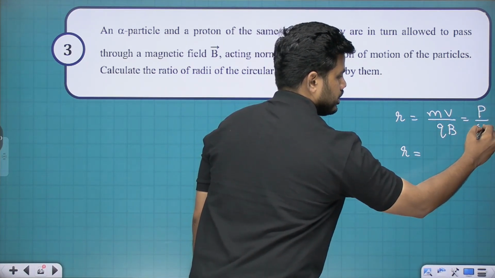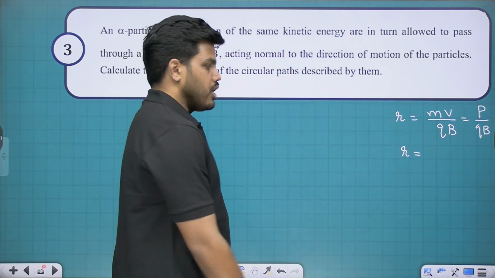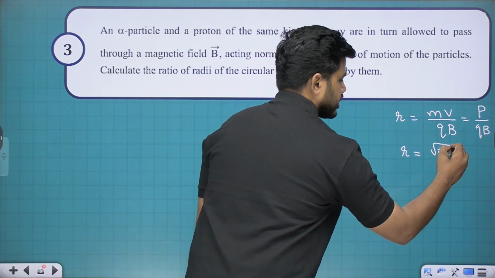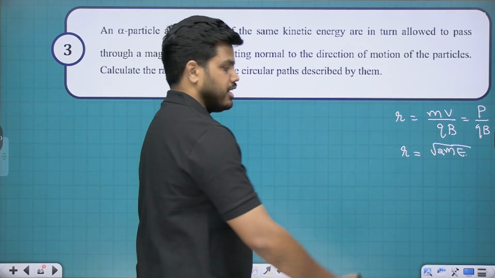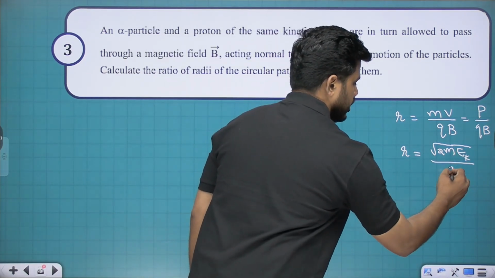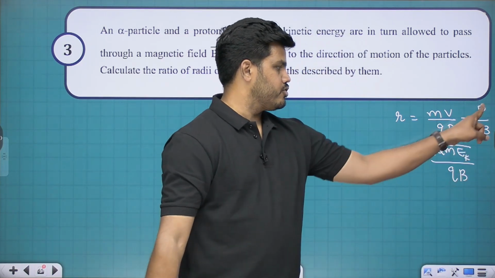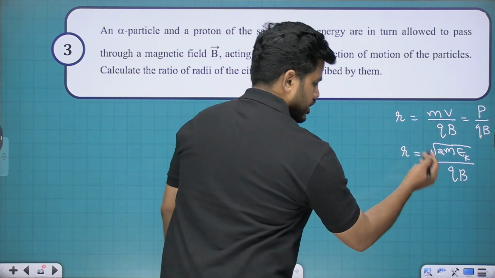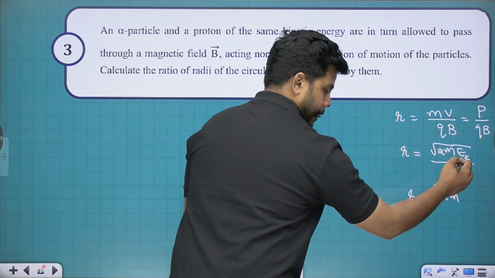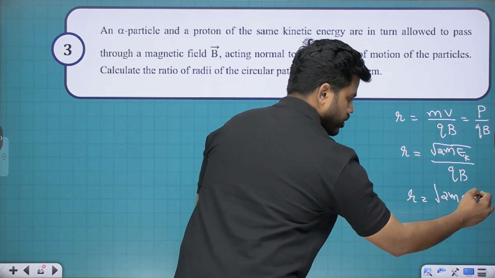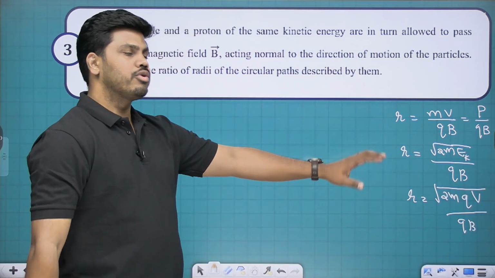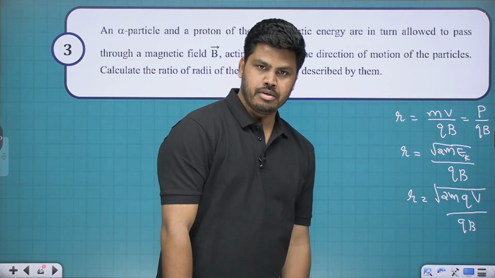Linear momentum by qB. Linear momentum and kinetic energy are related as root of 2m into kinetic energy, right? 2mE, where E is the kinetic energy. Okay, don't be confused, this is Ek then. So R is root of 2m Ek divided by qB, because momentum and kinetic energy are related by these equations. Another form of the same equation was R is equal to m into v divided by qB. So these are the 3 or 4 different forms of the same equation.